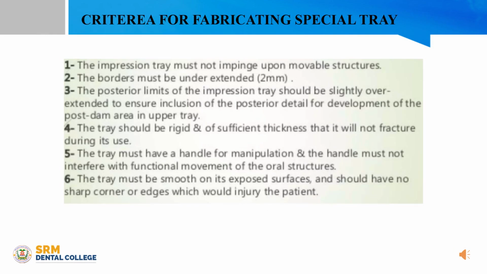Before going into how to fabricate a special tray, let's see the criteria for the fabrication of special tray. The impression tray must not impinge upon the movable structures. The border must be underextended, approximately 2 mm. The posterior limits of impression tray should be slightly overextended to ensure inclusion of the posterior detail for development of the post-dam area in the upper tray.